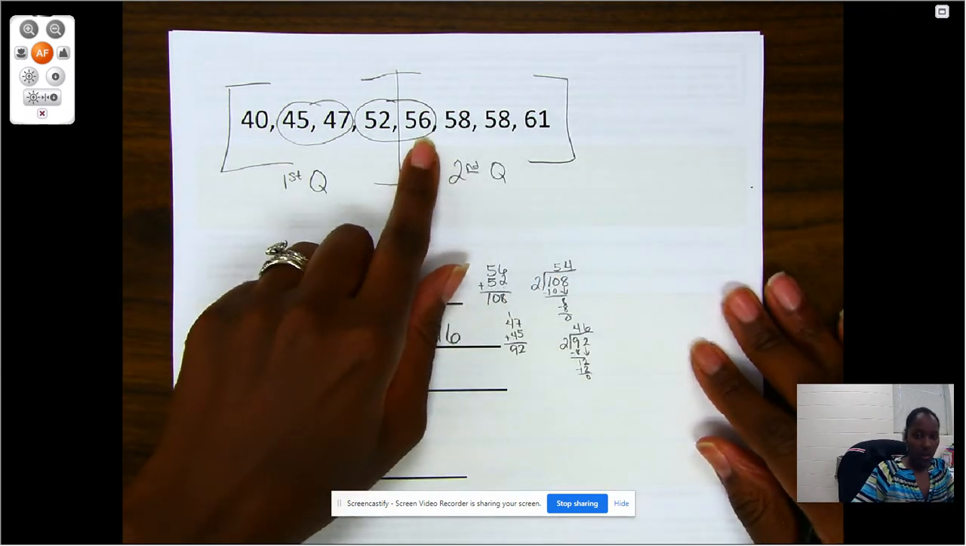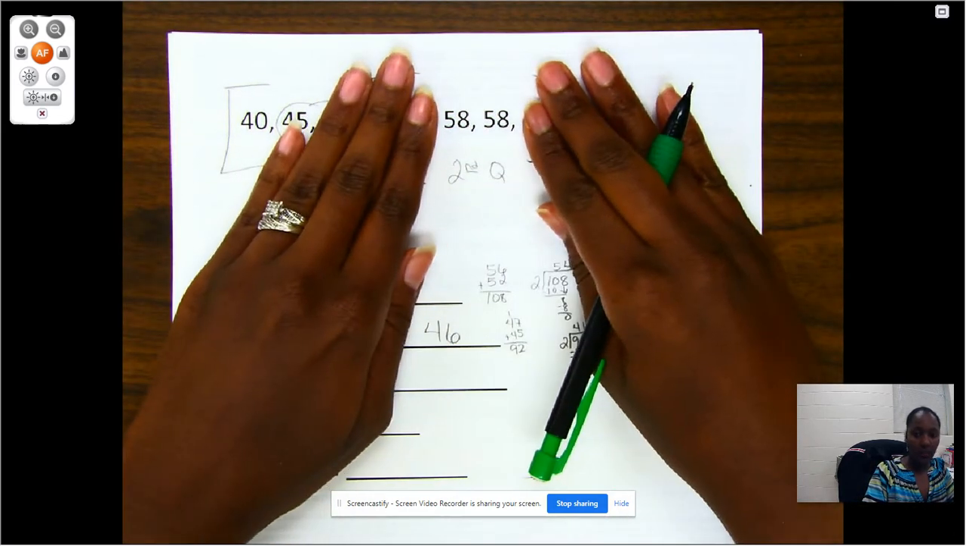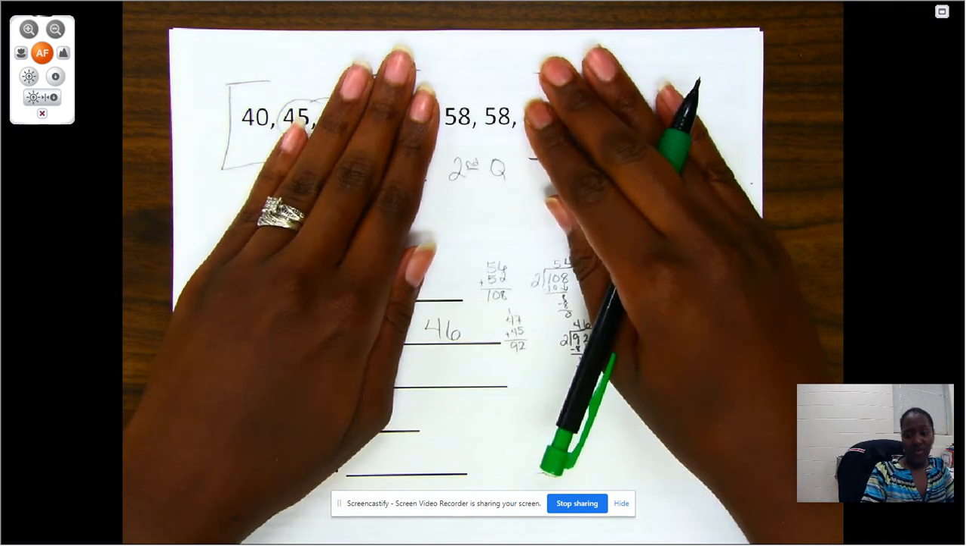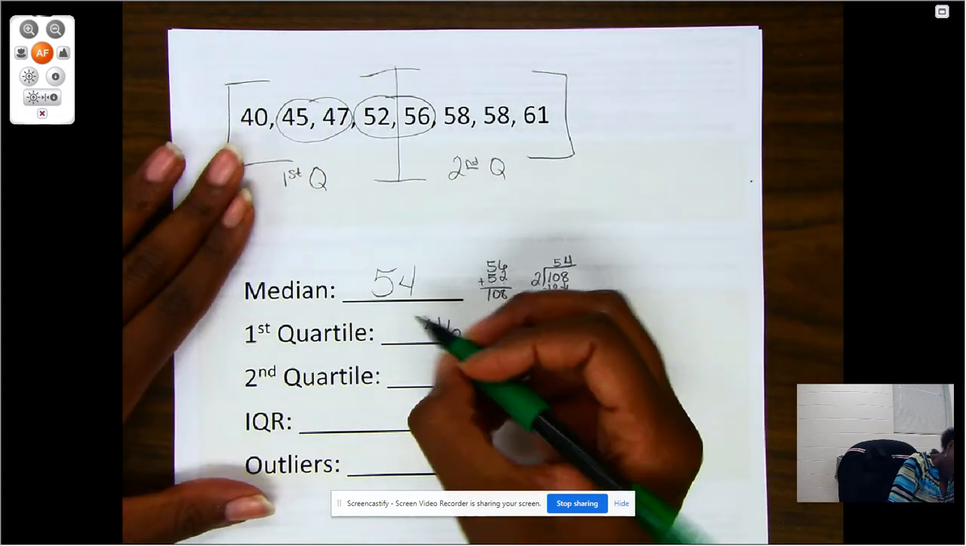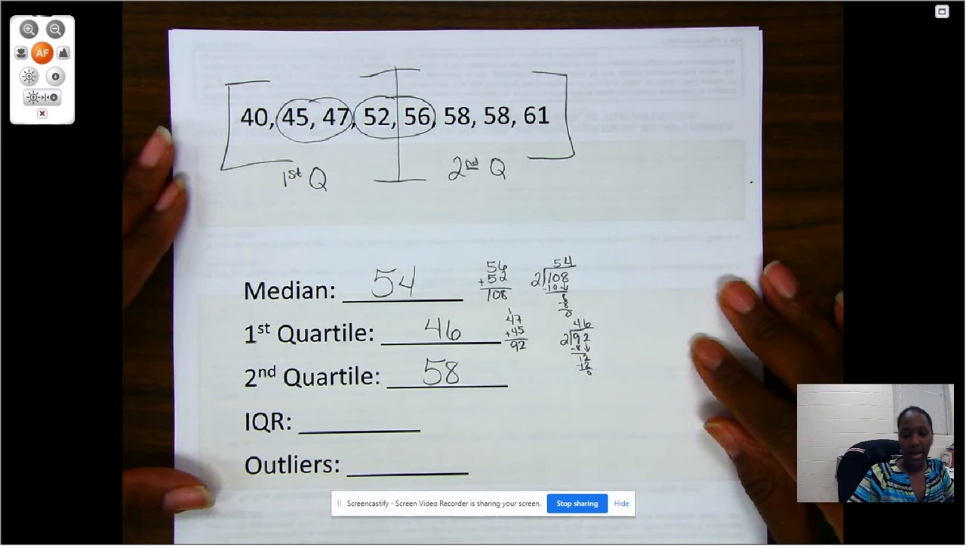Come over here: 1, 2, 3, 4. We have 4 pieces of data, so that means there's 2 numbers in the middle. 58 and 58. Well, since they're the same number, if I added them up and divided by 2, I would still get 58. So 58 is my second quartile.